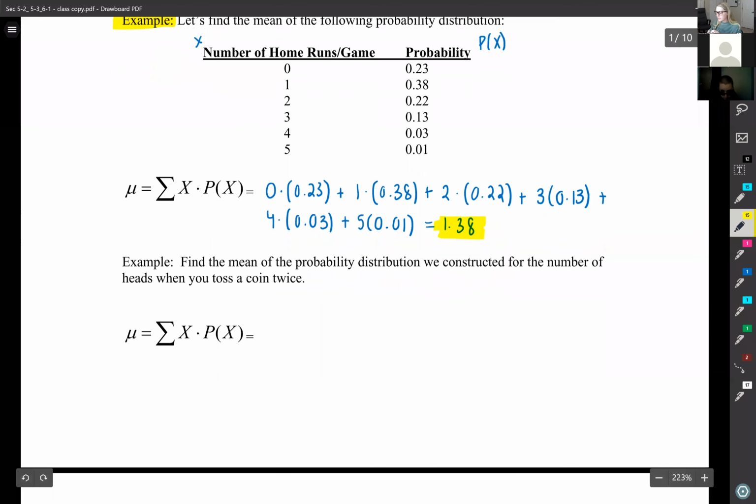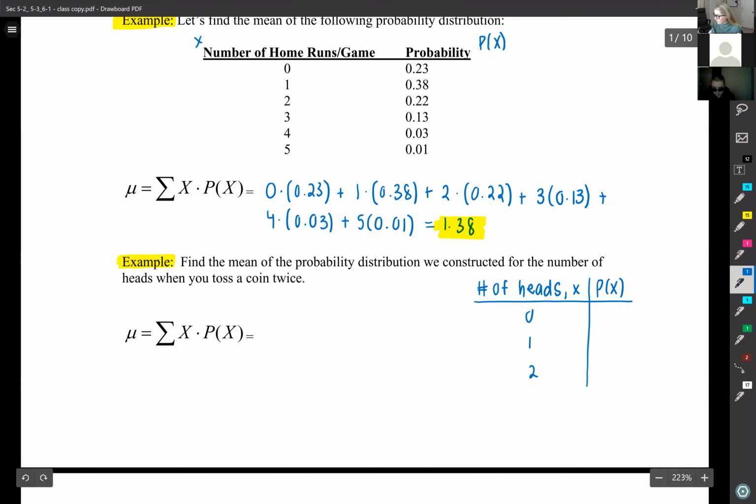So let's go ahead and do an example again. I will let you all try this one. It says to find the mean of the probability distribution we constructed for the number of heads when you toss a coin twice. This was on a different PDF, so I'm going to rewrite the probability distribution just so you have it. So remember we said number of heads, and this was X, and then P of X. So we got 0, 1, and 2. And this was 1/4, 1/2.